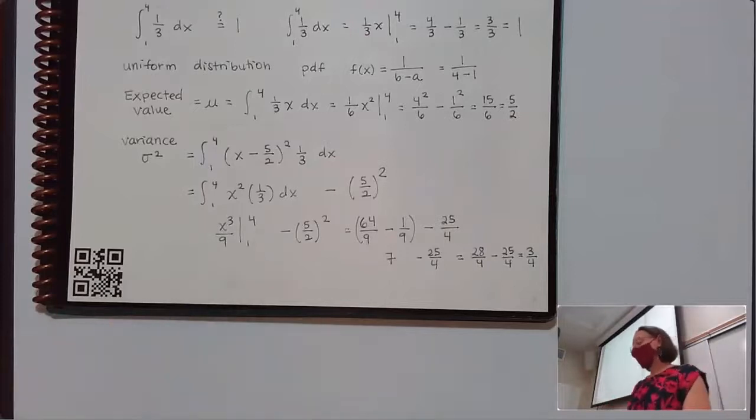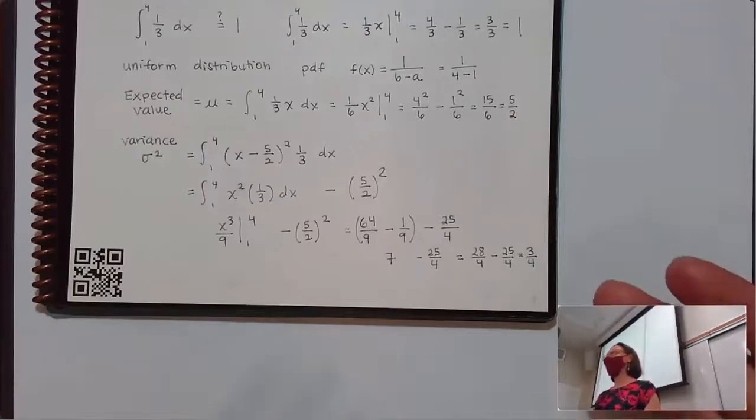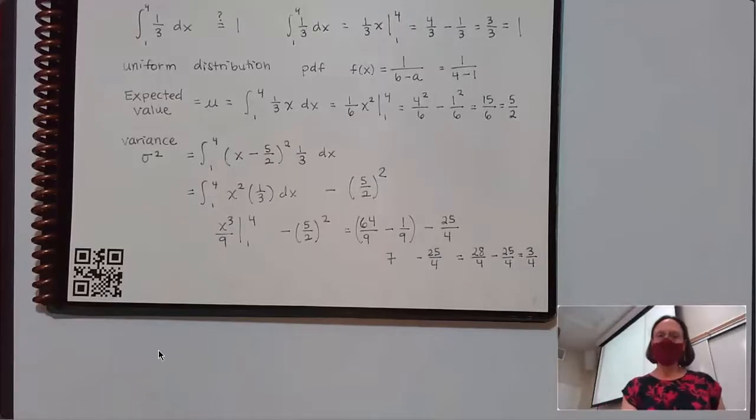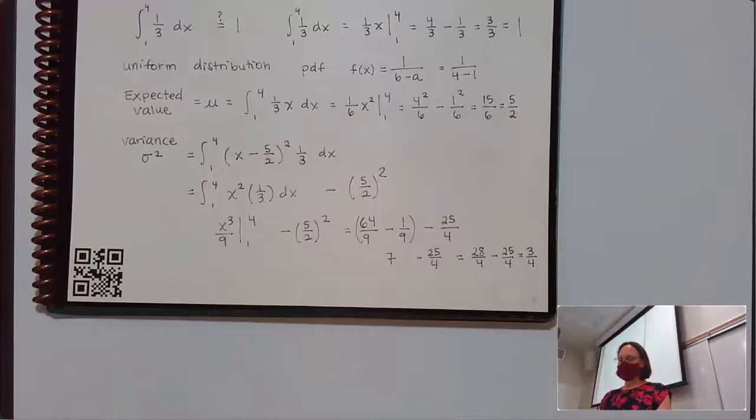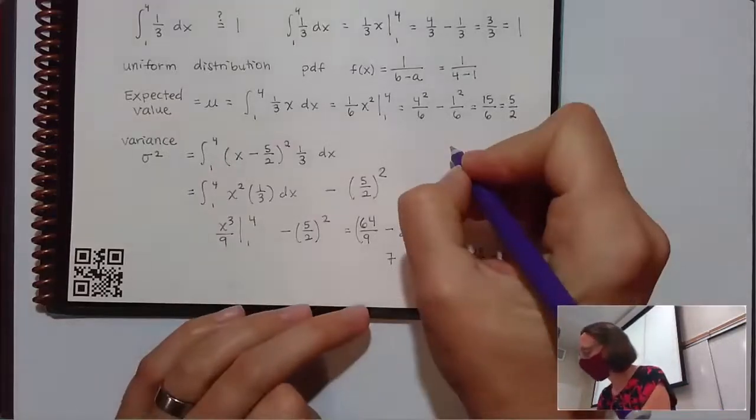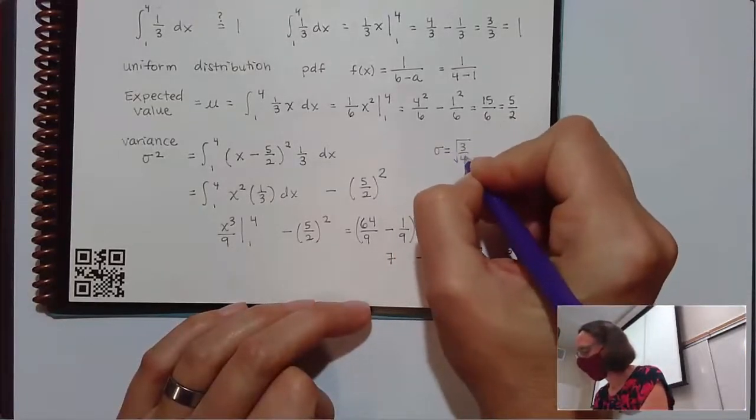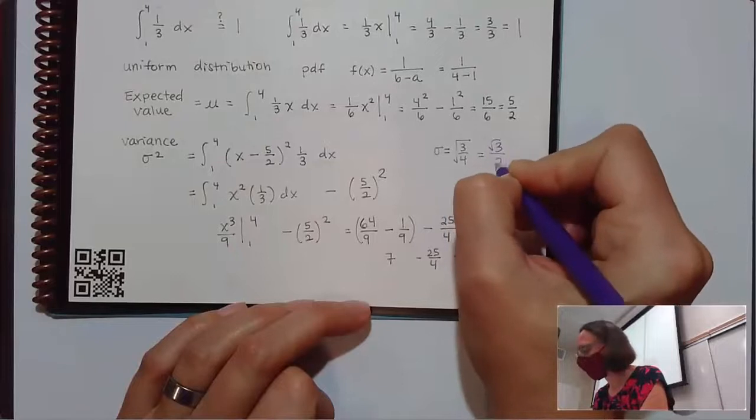So for a uniform distribution, it's probably faster to have memorized the formulas, but it's never going to be crazy difficult to integrate. So if you forget the formulas, you can always go back. Yeah, so my standard deviation would end up being the square root of 3/4 or the square root of 3 divided by 2.